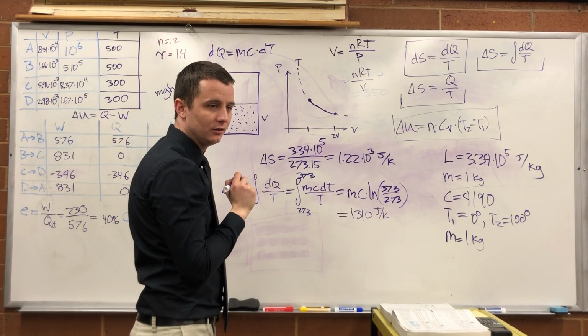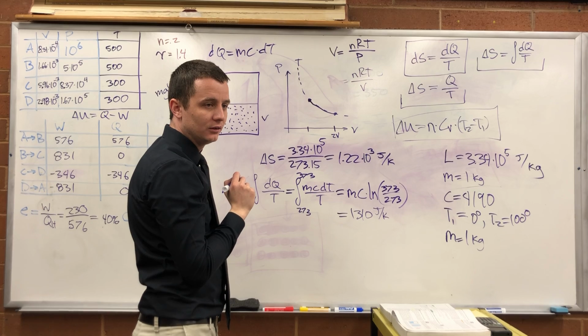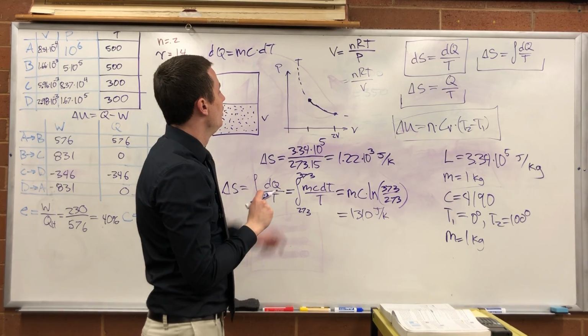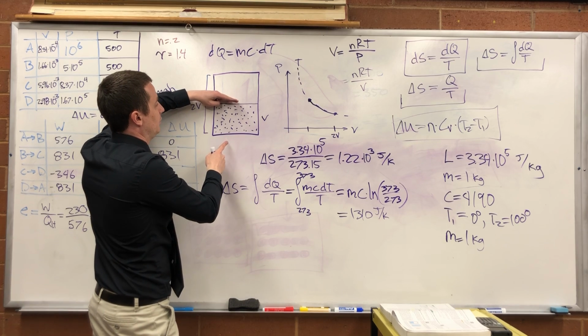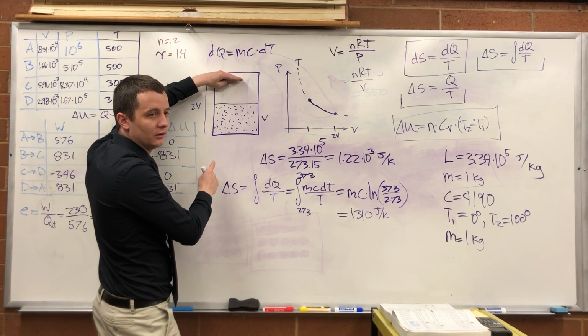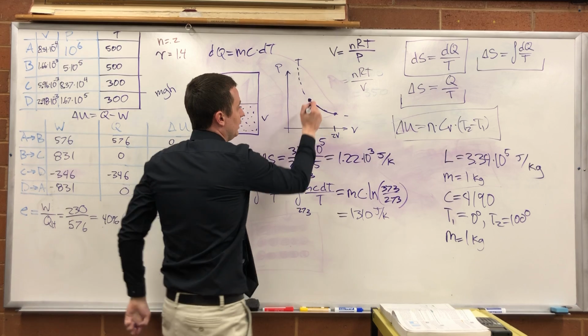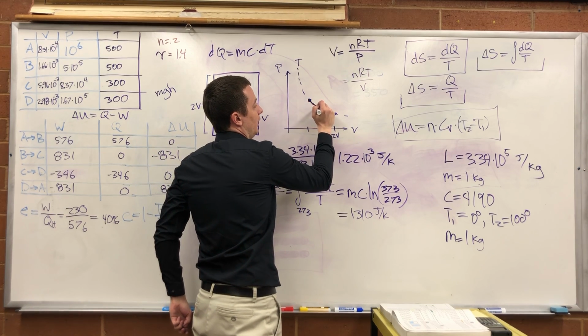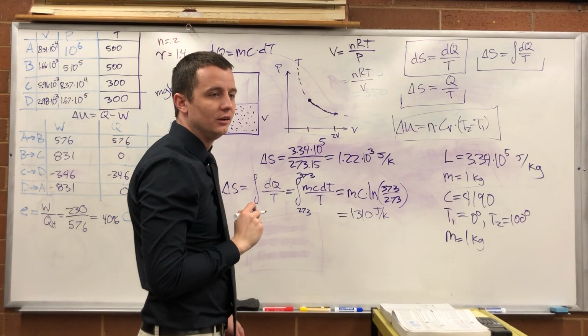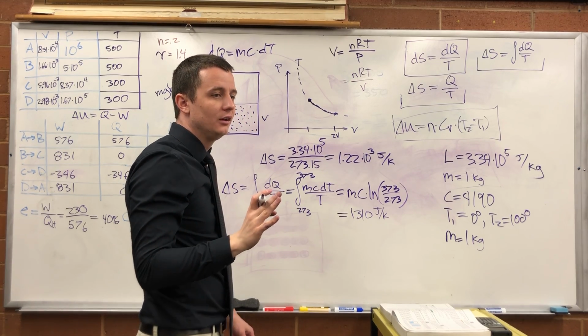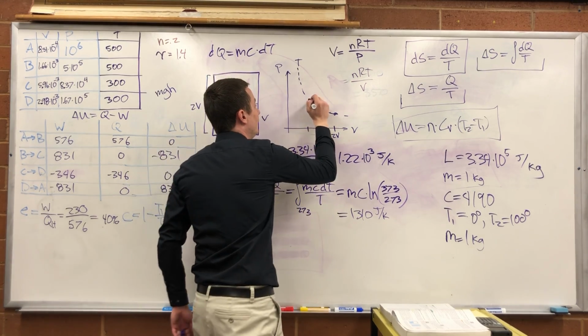What do you mean it didn't do that? This is what would happen if this were a piston and I slowly added heat to the system and it slowly expanded. This is saying it was here, then it was here, then it was here, a nice, slow, steady expansion, maintaining the same temperature, in a nice, reversible way. Oh, I see. That is not what happened. It was here, and then it was here.